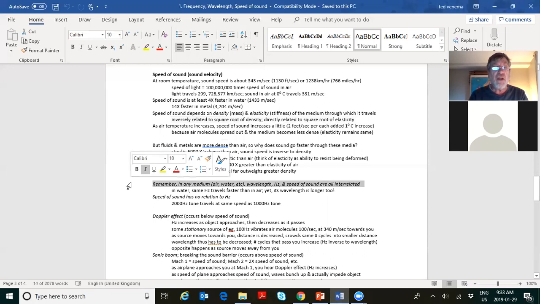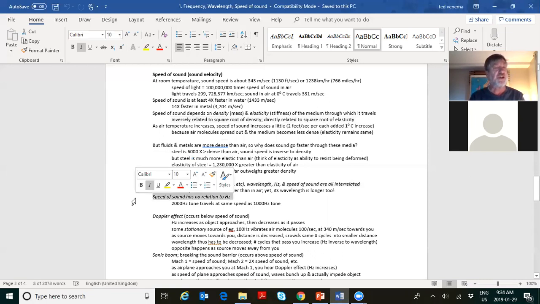And I said, highlight this sentence too. Remember, in any medium, whether it's air, water, metal, the speed of sound for all frequencies is equal. So I had to put a star by that one too. The speed of sound has no relation to the frequency. 1,000 hertz goes just as fast as 2,000 hertz.